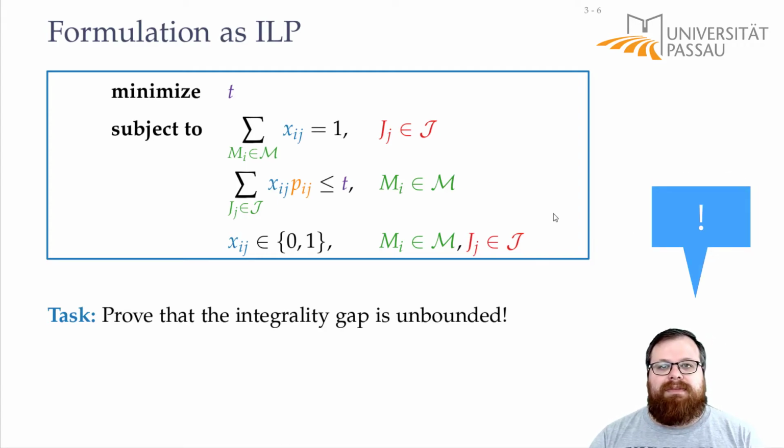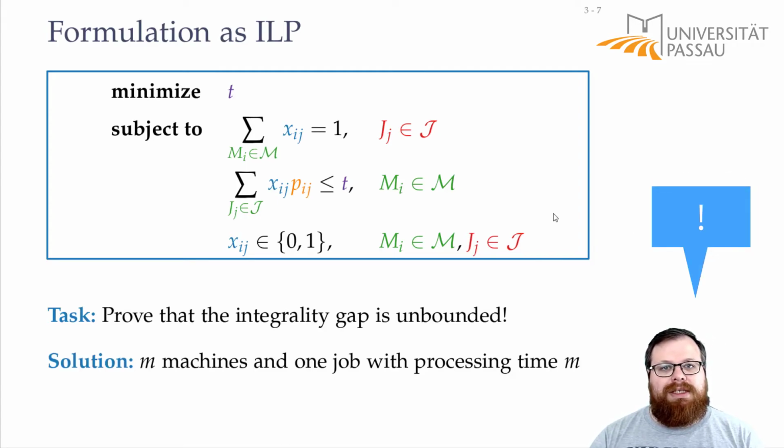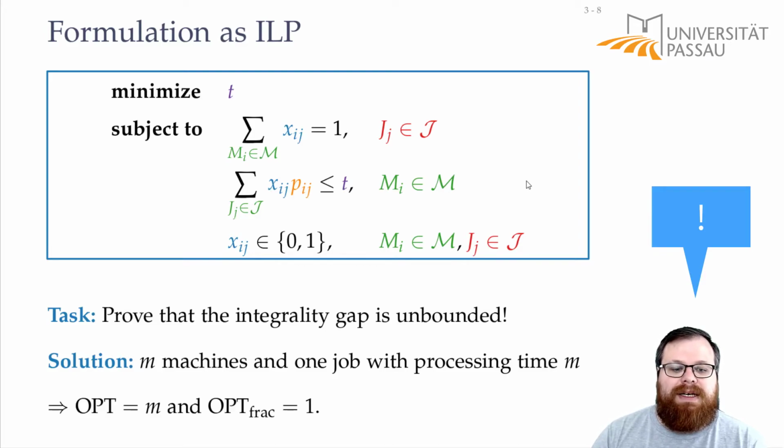And there is one very simple example. We have m machines and we have one job that has processing time m. Now in the ILP we have to assign it to exactly one machine, and then this machine will take m time. So the makespan in the ILP is m. But in the relaxation, in the LP, we can assign 1 over m of this job to every machine. So then the processing time in total, or the makespan, is only 1. And we can make this as large as possible, so we have an unbounded integrality gap.